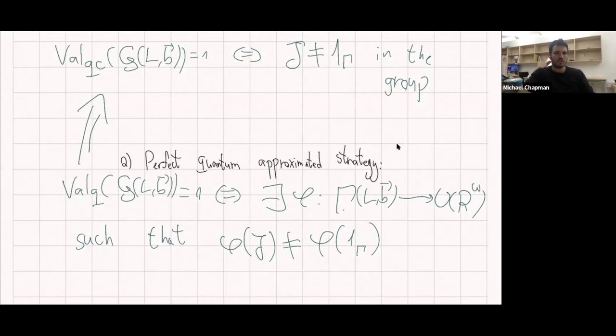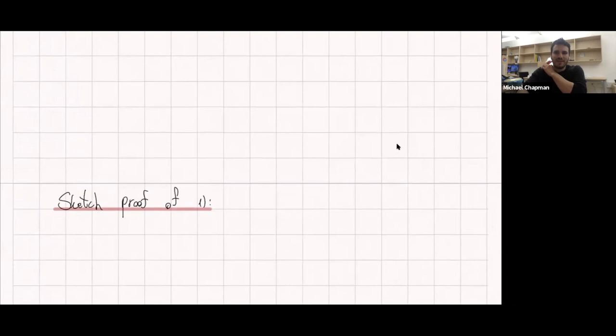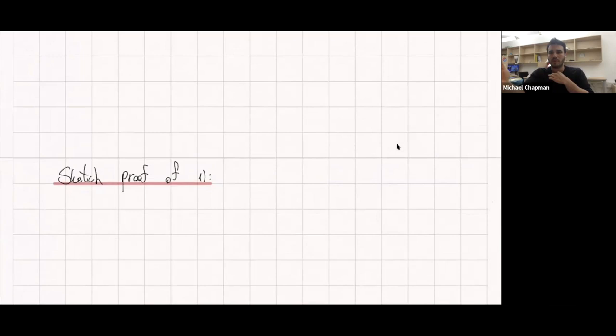I will not sketch the proof because I don't have lots of time. And actually, it depends on what you want to see. I want to talk also about all this MIP star thing. So it depends mainly on what the audience wants to hear.